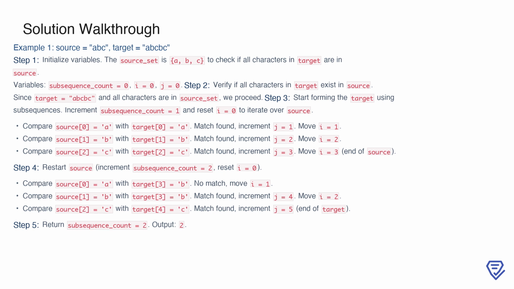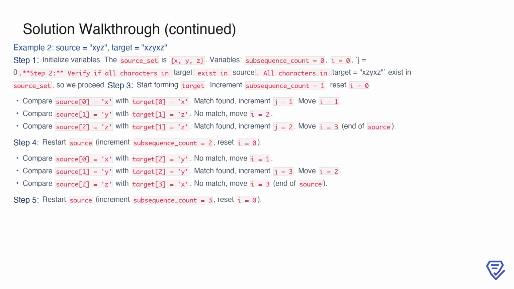Now, we compare source[0] equals a with target[3] equals b, but there's no match, so we move i to 1. Then, source[1] equals b matches target[3] equals b, so we increment j to 4 and move i to 2. Finally, source[2] equals c matches target[4] equals c, so we increment j to 5, which is the end of the target. The total number of subsequences used is 2, so the output is 2.